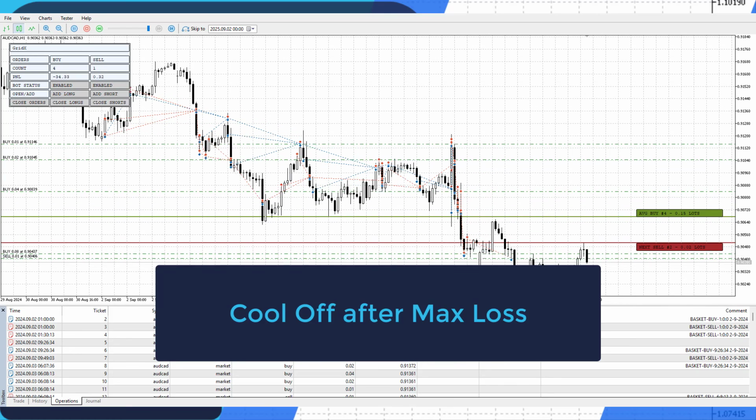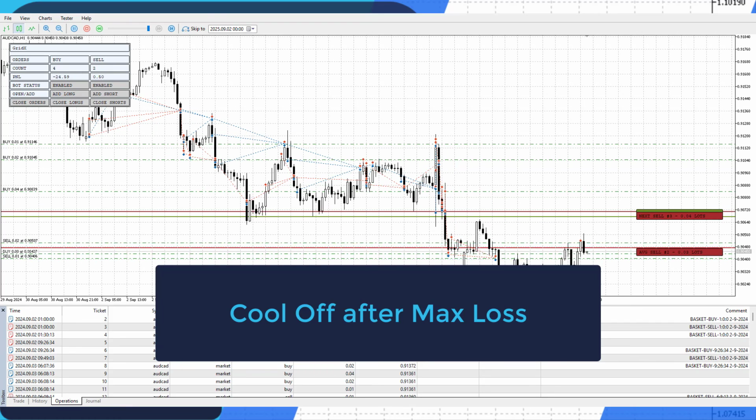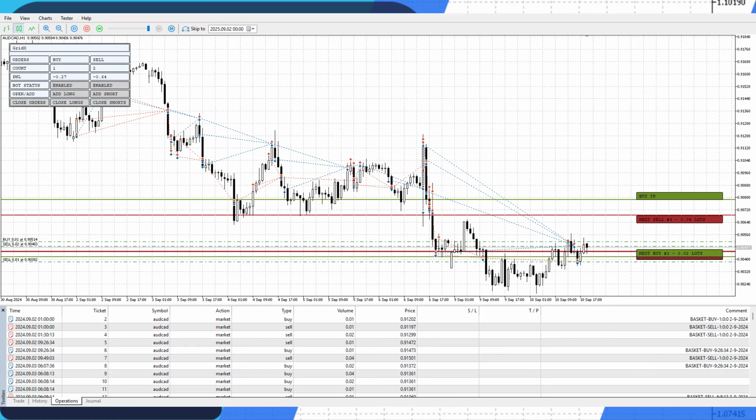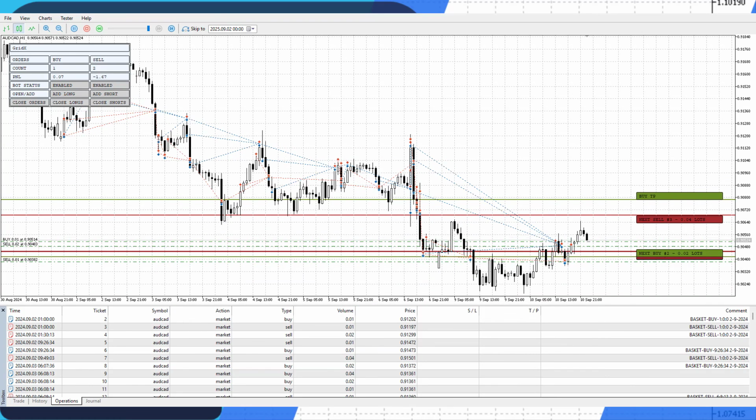You can also enable the cool-off option at max loss. When triggered, GridX will wait your preferred time before starting a new basket after a max loss was hit.